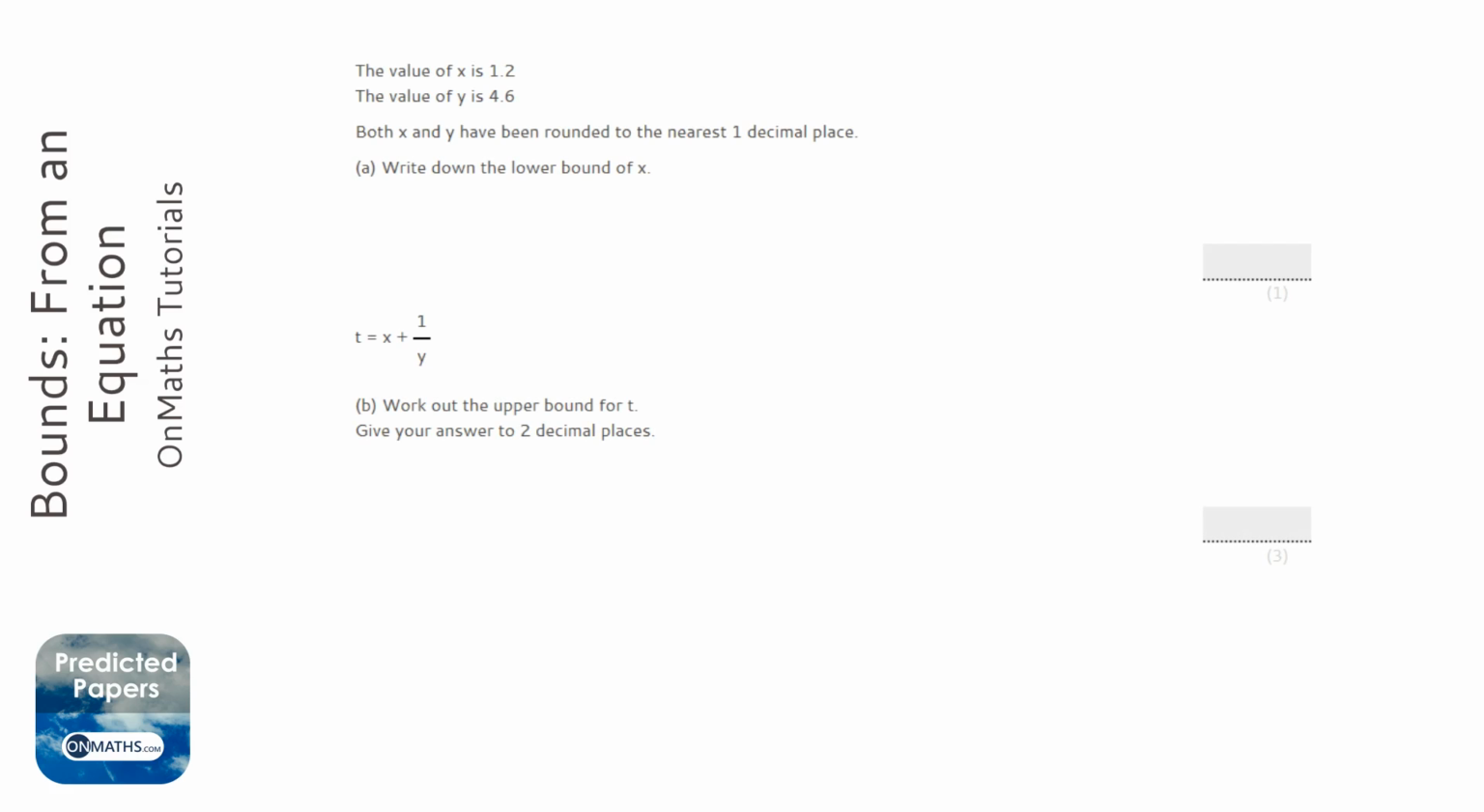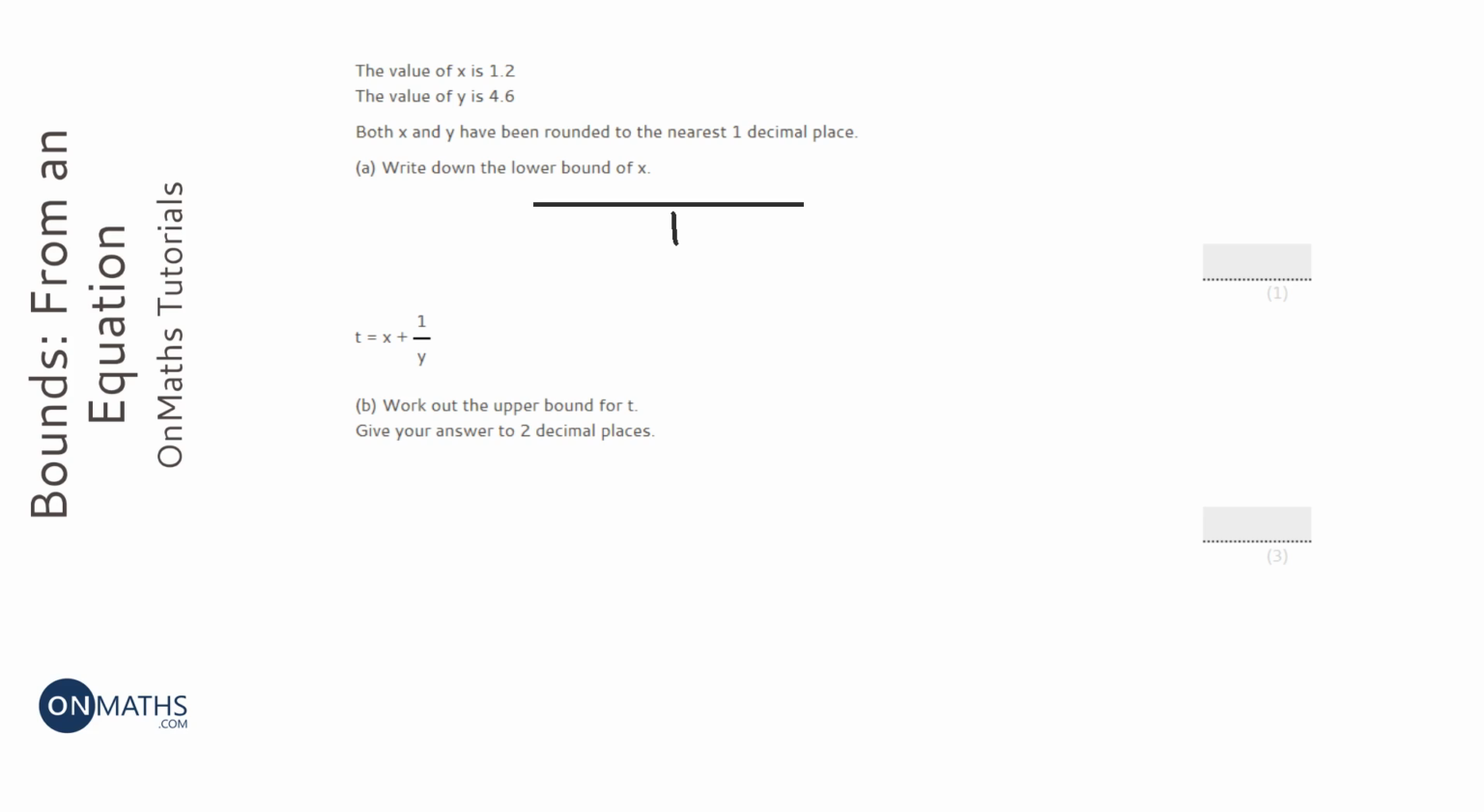The easiest way I've found to work with bounds is just to draw a number line. Put the number you've got, so we're looking at x, in the middle, and try to figure out what the next number down would be. The next number down would be 1.1, if rounded to the nearest one decimal place. What's the next number up? Well, it would be 1.3.